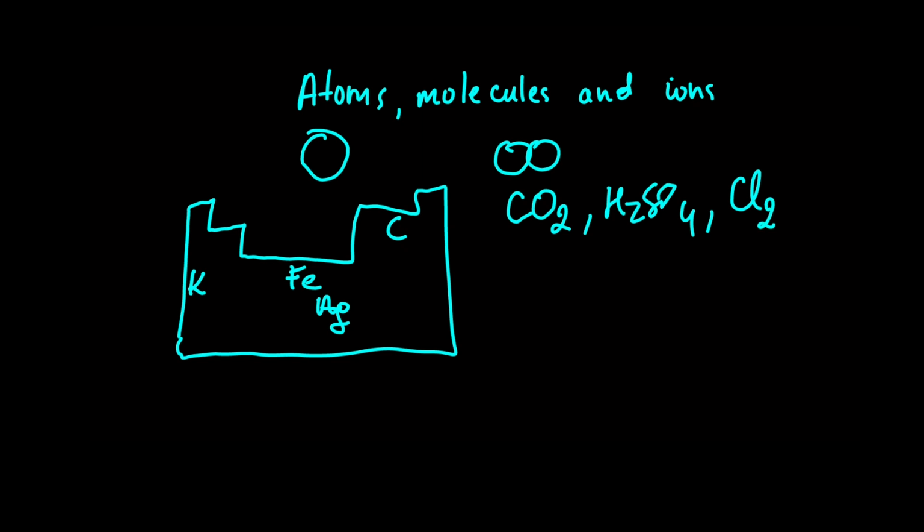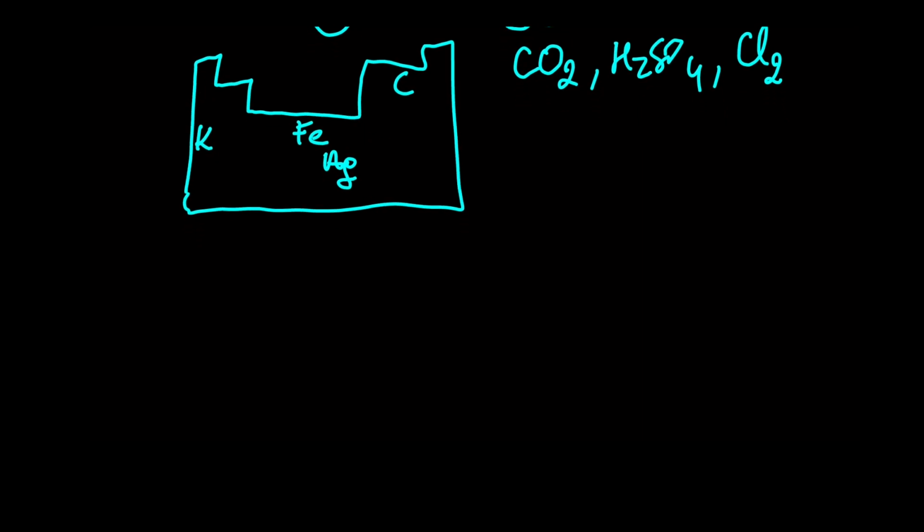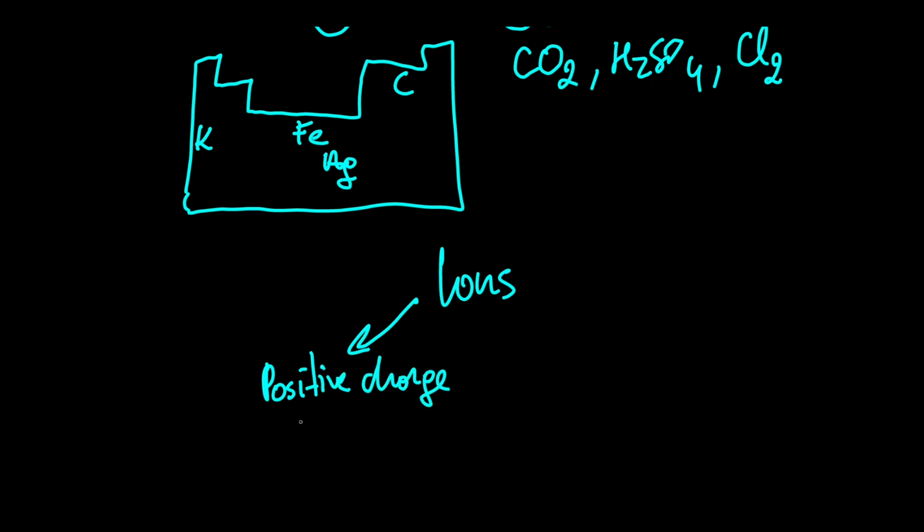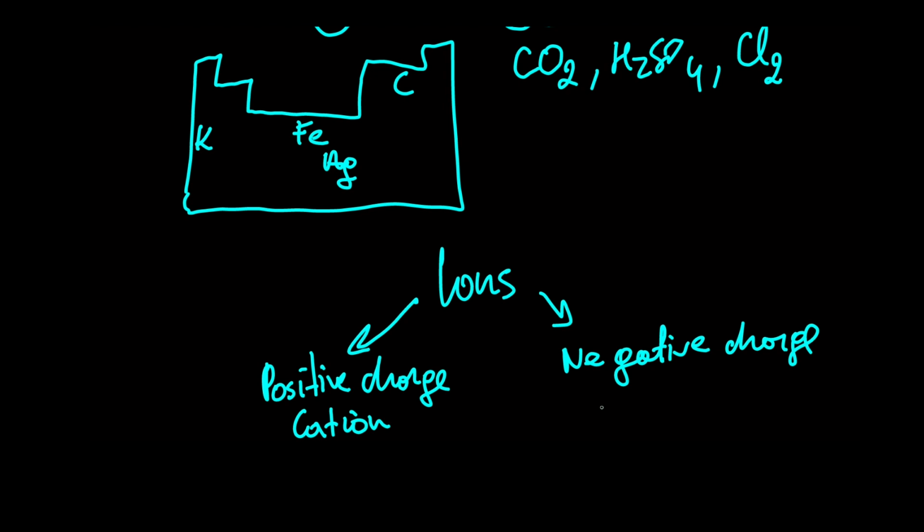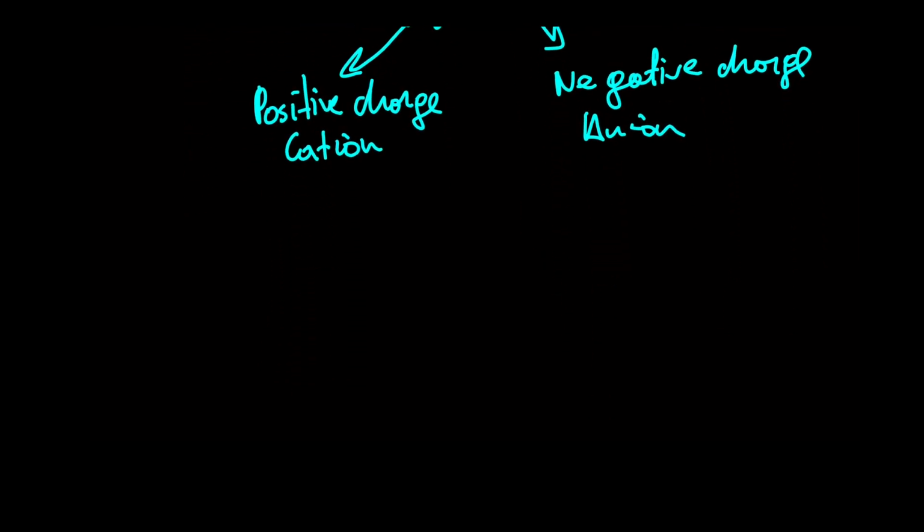And lastly, I want to talk about ions. Ions are charged species which can be positively charged or negatively charged. If we have a positive charge ion, it's called a cation. And if we have a negatively charged ion, it is an anion. Negative charge, anion.